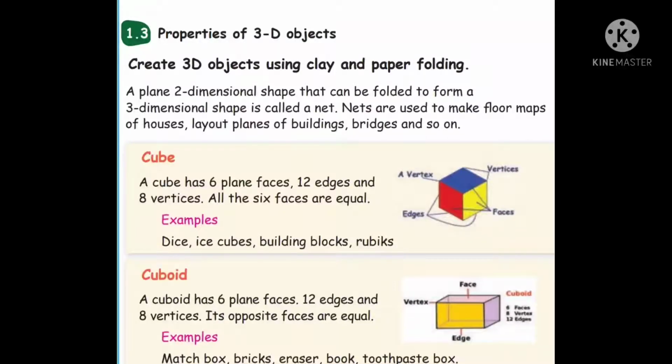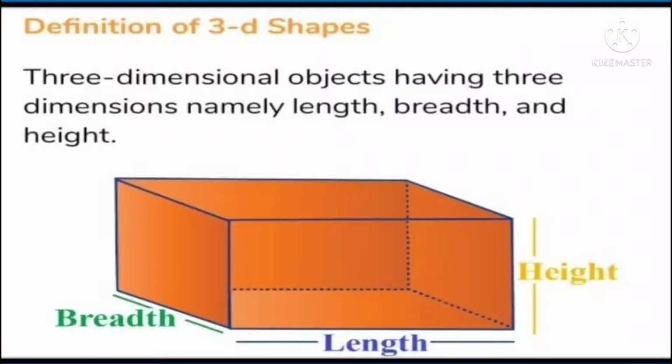Hi everyone, today we are going to learn about properties of 3D objects. We know that we use 2D shapes to make a three-dimensional shape. Yes, that is called a net. What is meant by 3D shapes? 3D means nothing but three-dimensional, right? It has three measurements, that means three dimensions: length, breadth and height.